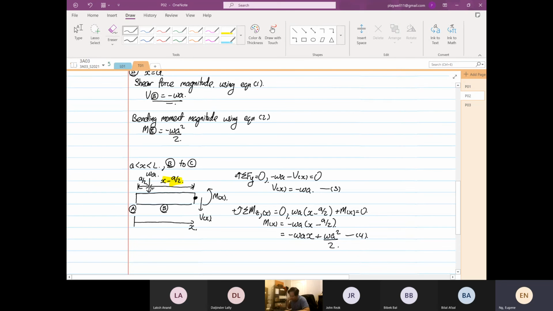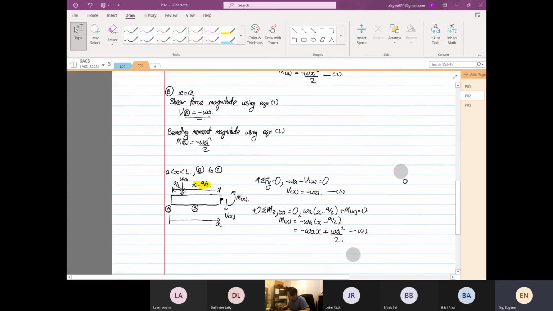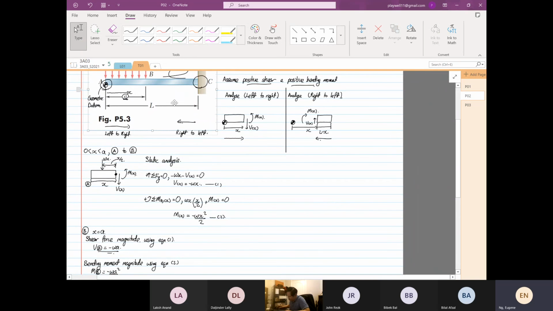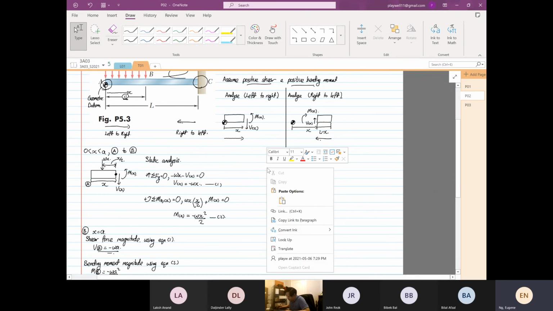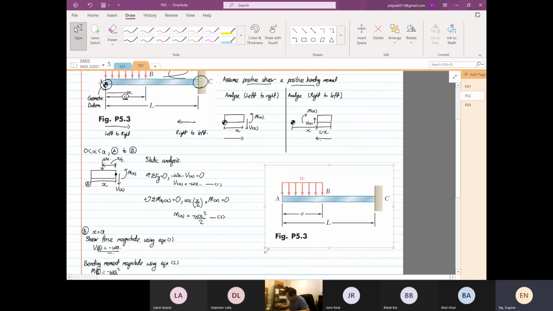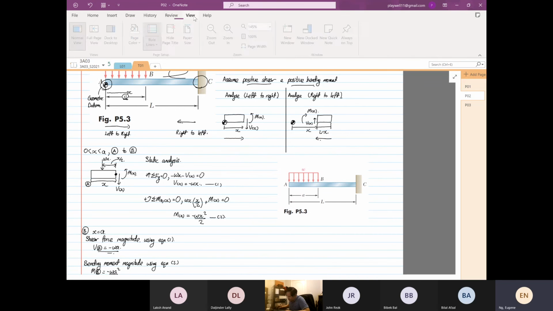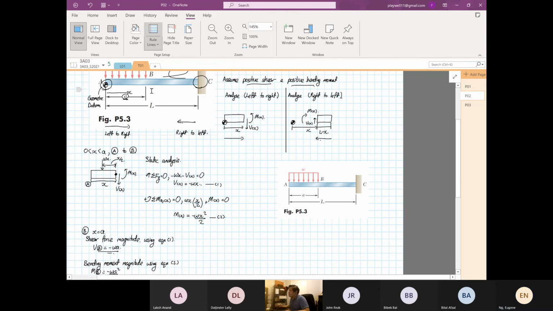equation number 4. So now we are going to sketch our shear force and bending moment diagram. So I'm going to copy this diagram. I want you to see how this is related. So I'm going to change this. So far, any question? Are you okay? No questions. Okay.